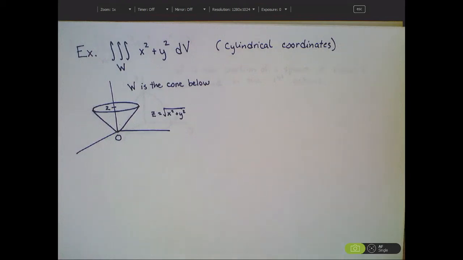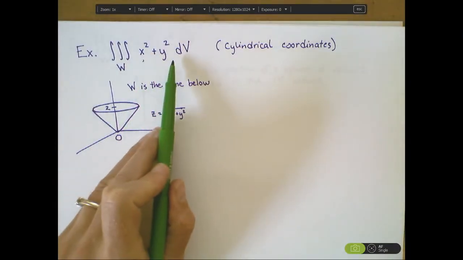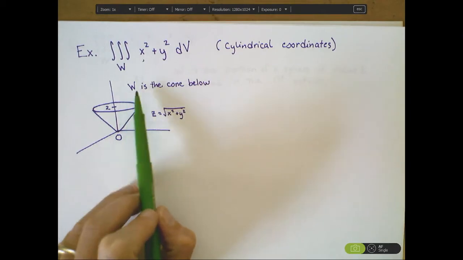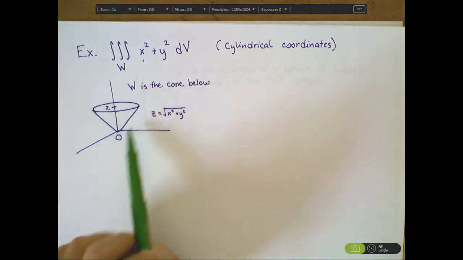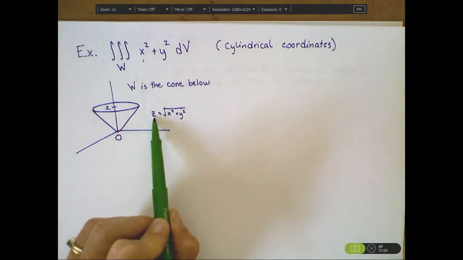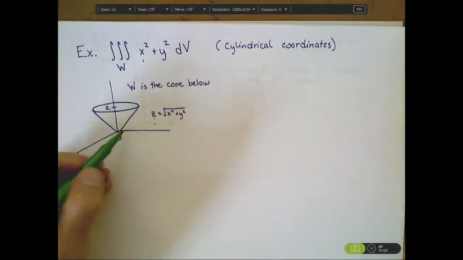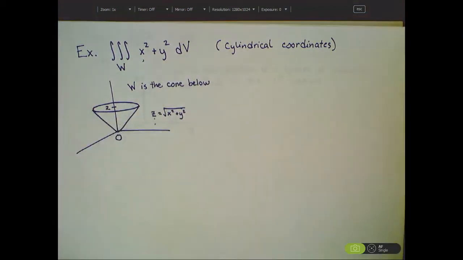Next, let's do an example of integration using cylindrical coordinates. So I have just a normal function, x squared plus y squared here, but in this case, we're integrating over this region W that's given by the cone below. And I gave the equation of the cone, z equals the square root of x squared plus y squared, meaning that the ratio of the z's to the square root of x squared plus y squared is 1 in this case.